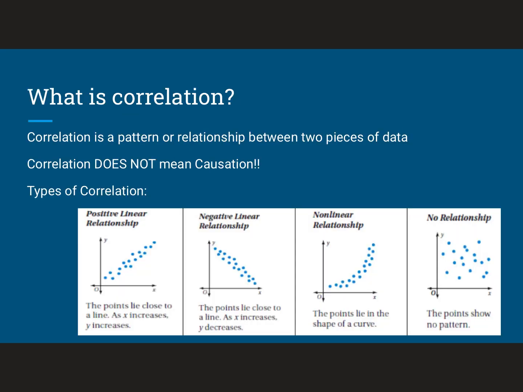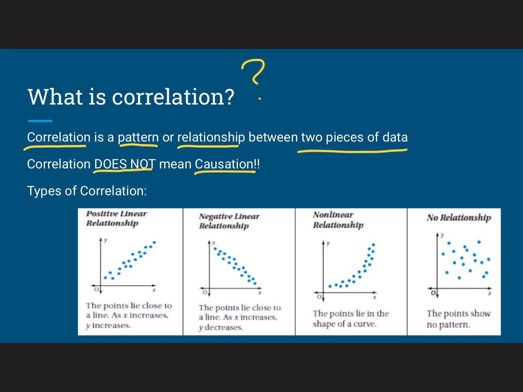So, first, what is correlation? You should have your notes out and be filling these in. Correlation is a pattern or relationship between two pieces of data. Remember, we're looking at bivariate data, two pieces of data. Correlation does not mean causation. Just because two things have a correlation does not mean that one causes the other. They could both be caused by another outside factor.